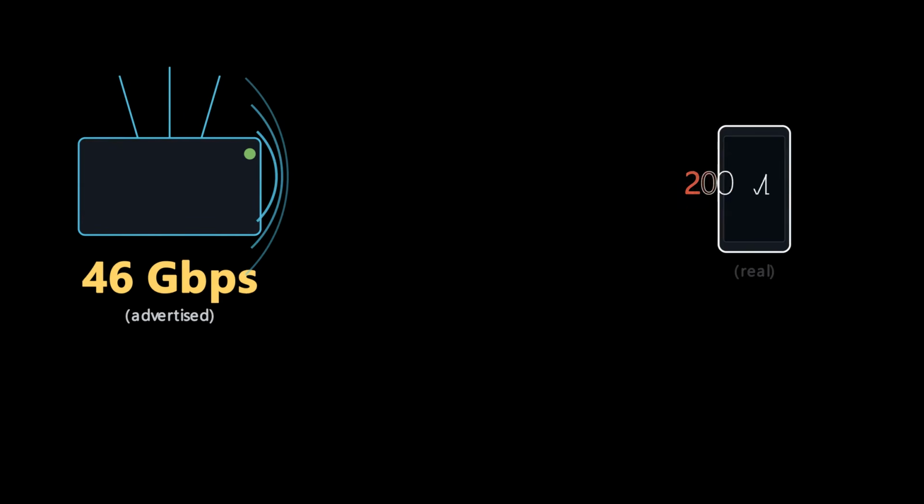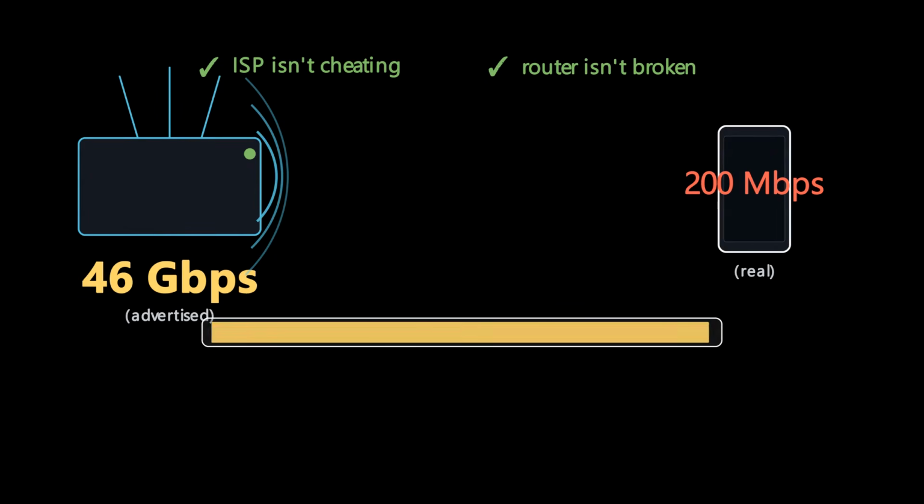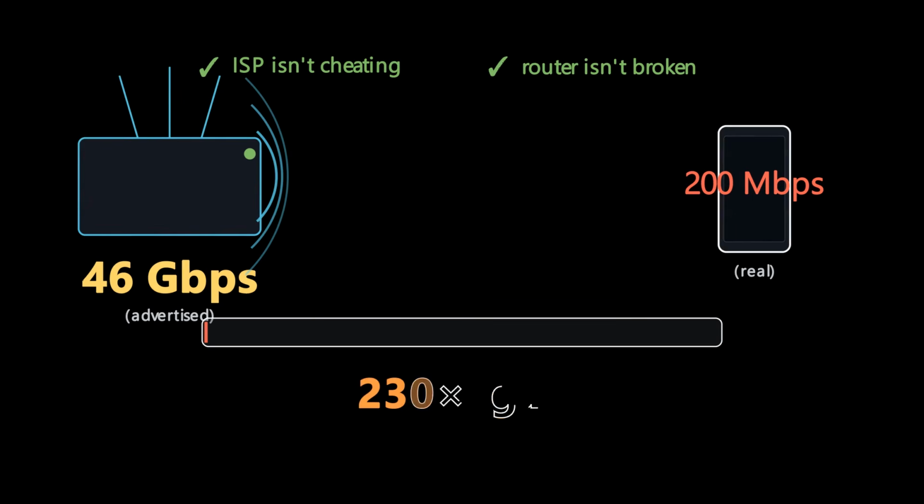Your router says 46 gigabits per second. Your phone is getting 200 megabits. Your internet provider isn't cheating you. Your router isn't broken. The 230x gap between what's advertised and what you actually get is governed by an equation from 1948, and once you understand it, you'll never look at a Wi-Fi spec sheet the same way.